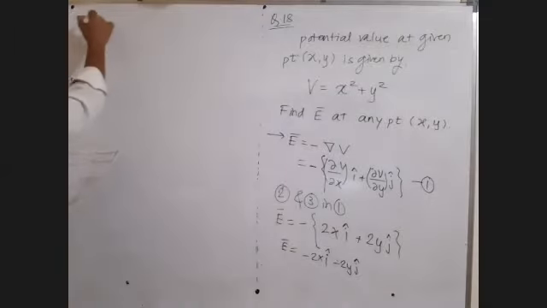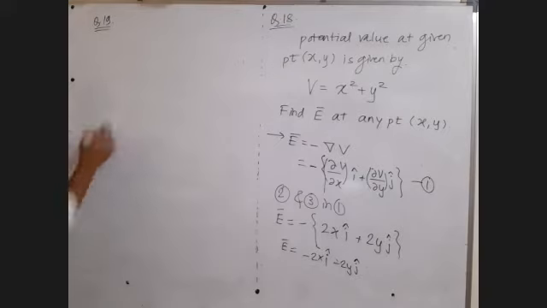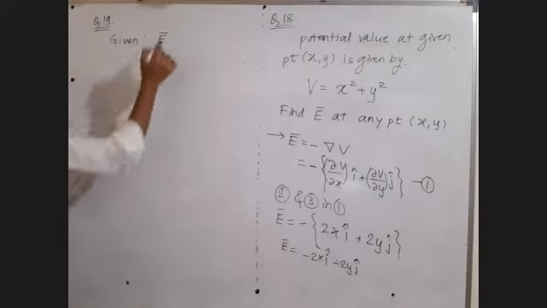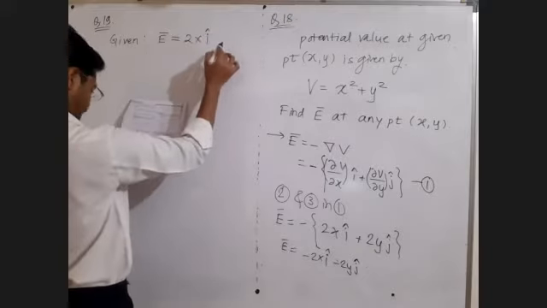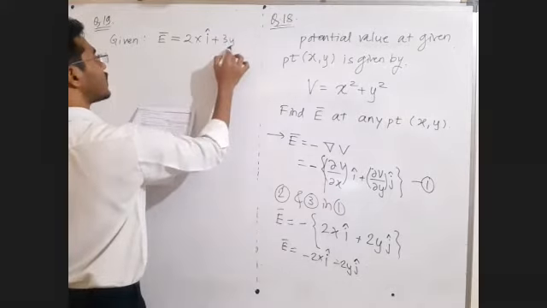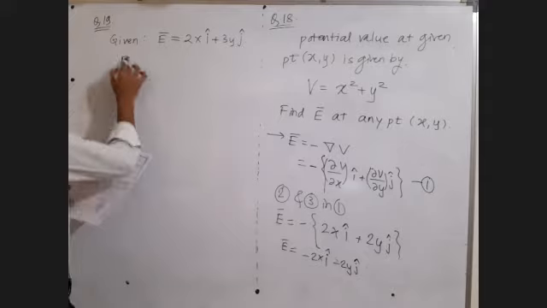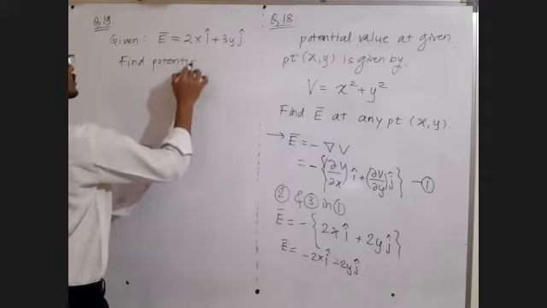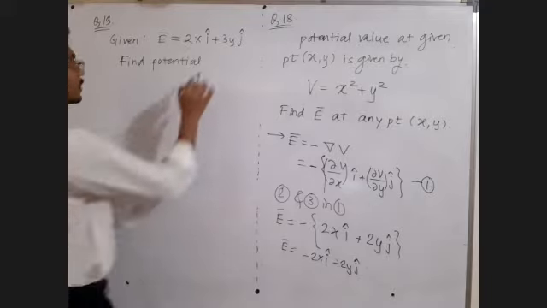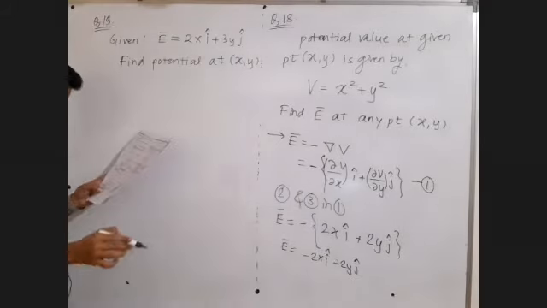Let's see what is the question. Question number 19. It's a reverse question. It is given that electric field at any given point x, y, z is 2x into I cap plus 3y into j cap. Okay, again 2D field. Find potential at point x comma y.